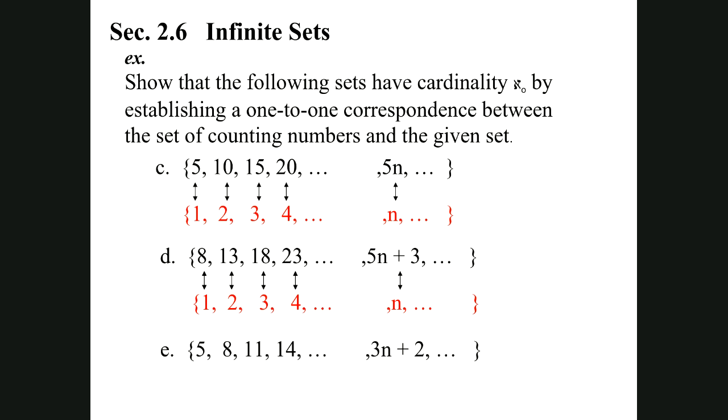And that's really the hardest part, because from here we want to show the following set has cardinality aleph null. How? We establish a one-to-one correspondence between the set of counting numbers and this set. So we write down our set of counting numbers, create a one-to-one correspondence, and we're done.